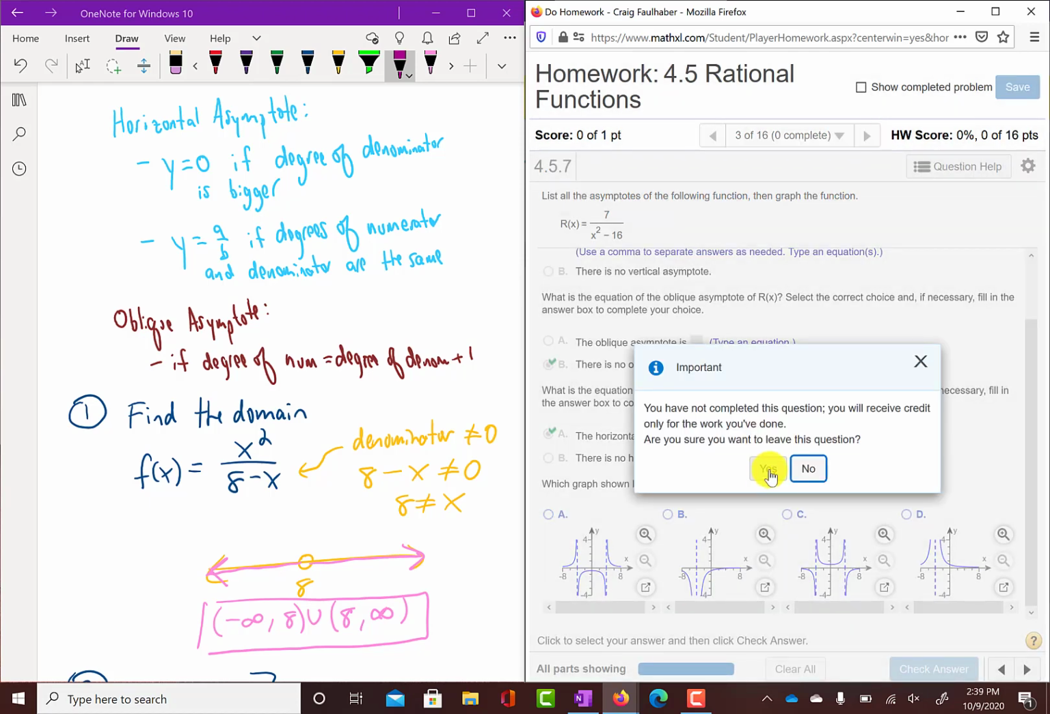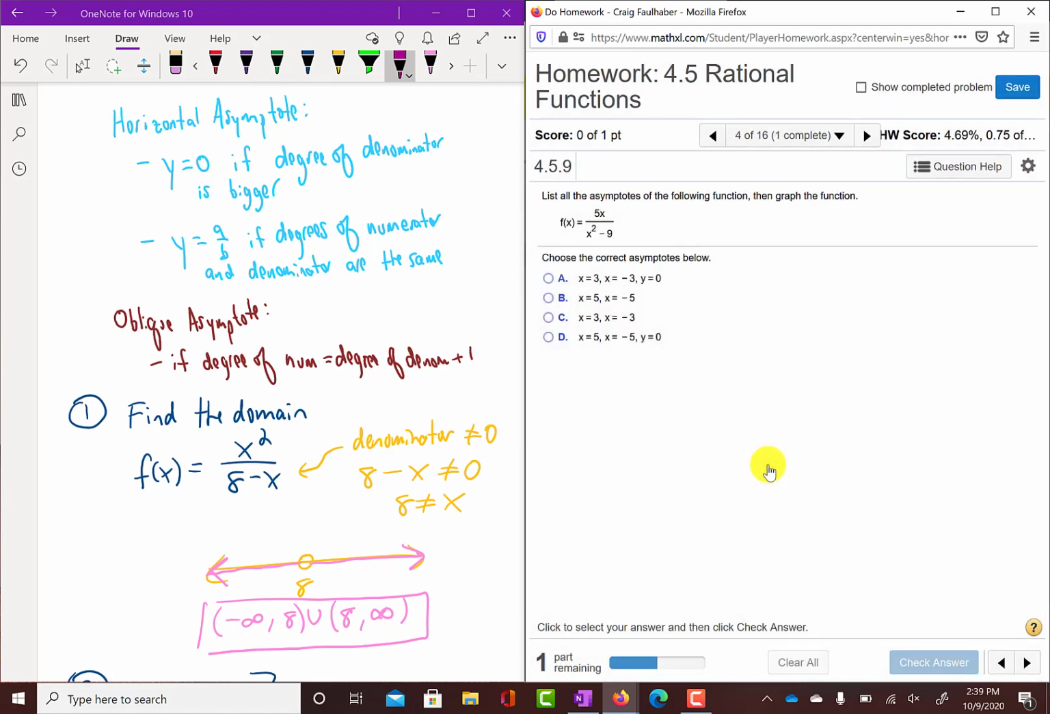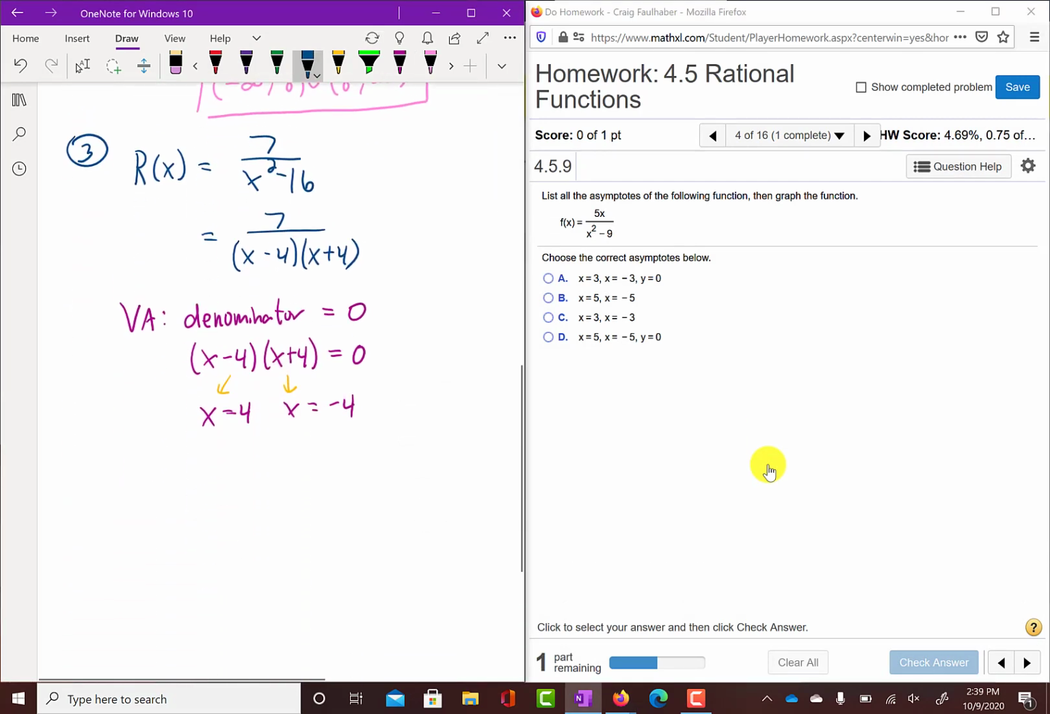I'm going to move on to problem 4. And for this problem, we need to find some asymptotes. The first step when finding asymptotes is to factor and simplify. So again, we have a difference of squares in our denominator.